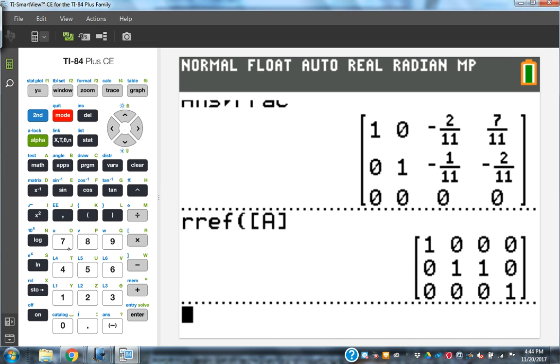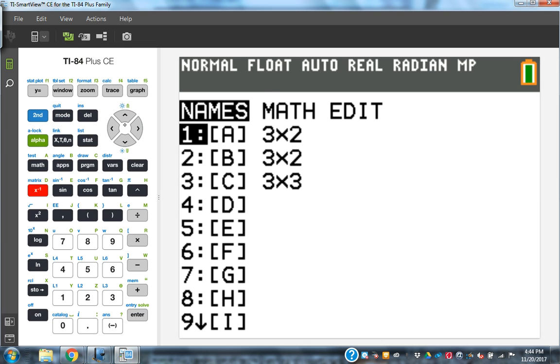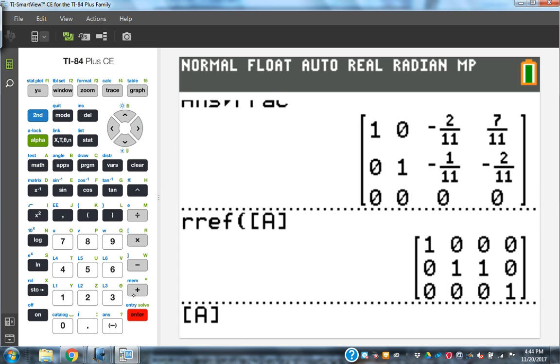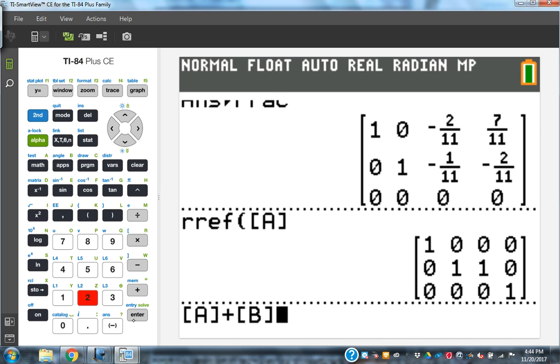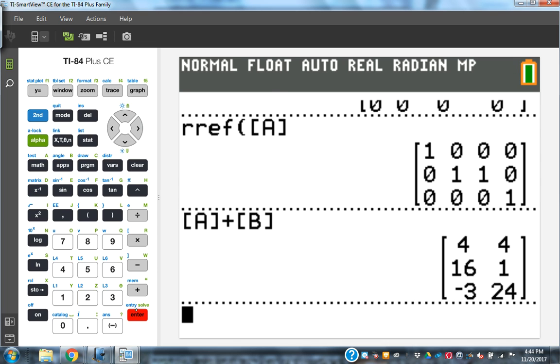All right, so once you got them typed in there, all you got to do is go grab the matrices you want to add together, A plus B. So second matrix A plus second matrix B. And it spits out the exact same thing that we did by hand. Same thing with subtraction. You can get it to do the same thing.